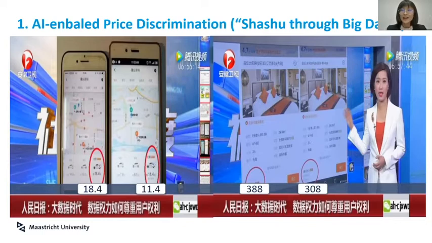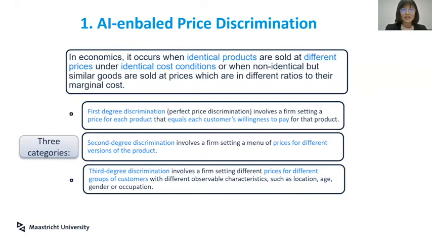This technique, in my context, is called AI-enabled price discrimination. In economics, price discrimination refers to charging different prices to different customers. Economists categorize it into three degrees. In the hypothetical scenario of first-degree discrimination, the undertakings charge each customer according to his or her willingness to pay. In the second and third degree discrimination, the undertakings charge different prices by volume or for different categories based on characteristics.